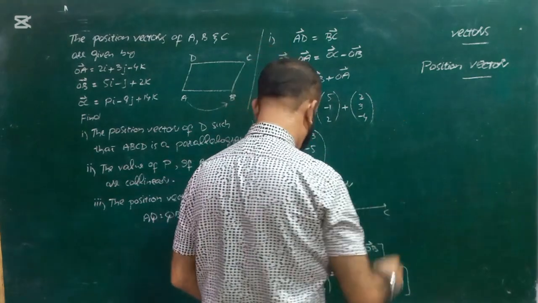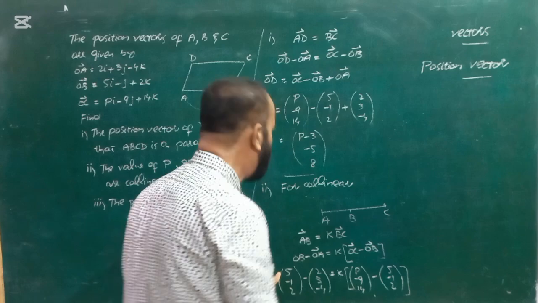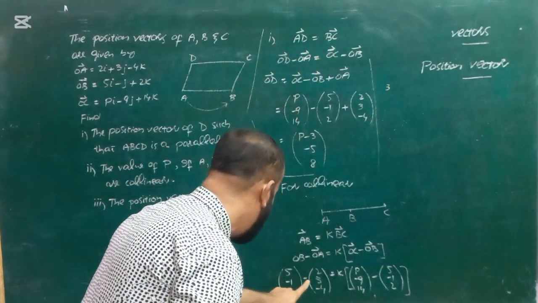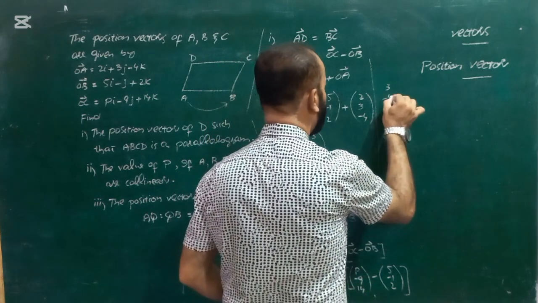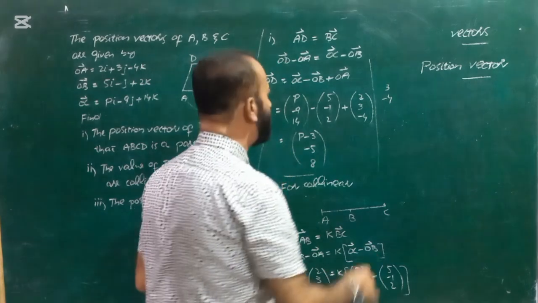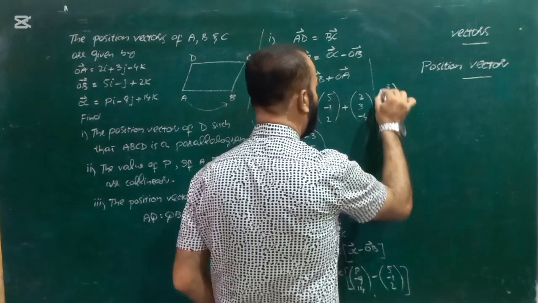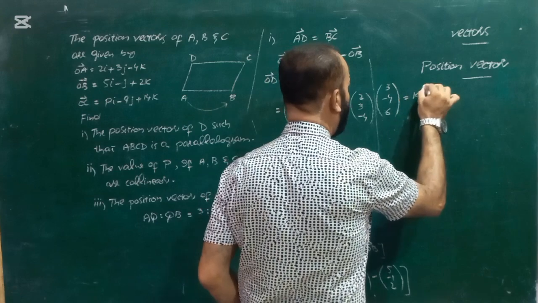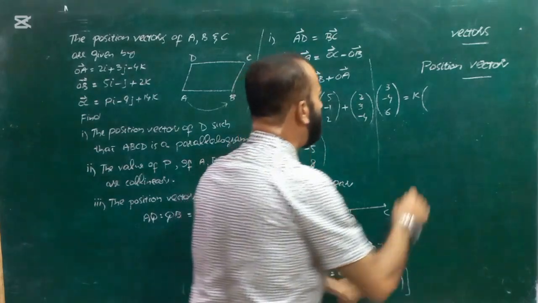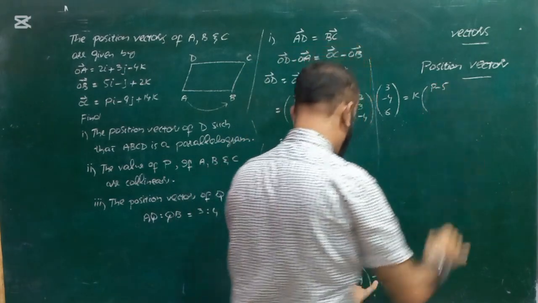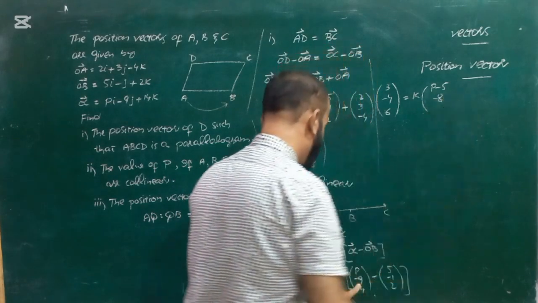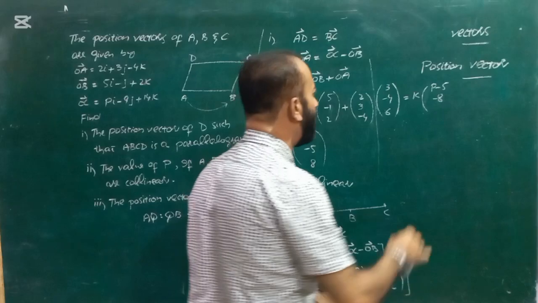Okay, solve it further. So 5 minus 2 will be 3. Minus 1 minus 3 will be minus 4, and 2 minus 4 will be 2 plus 4 will be 6. On the right hand side you have k as it is, and p minus 5, minus 9 plus 1 will be minus 8, and 14 minus 2 will be 12.